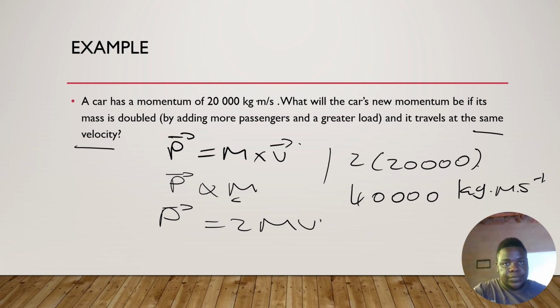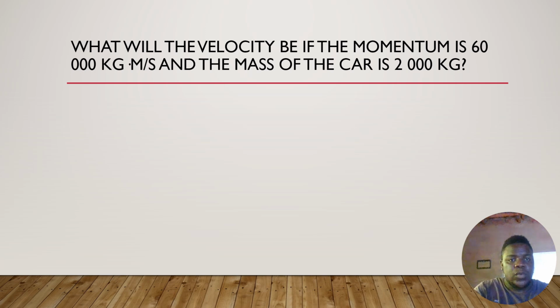Now, what will the velocity be if the momentum is 60,000 kg meter per second and the mass of the car is 2,000 kg? In this example, the first keyword is this one. We are looking for the velocity. This is your unknown, which means velocity is our unknown.